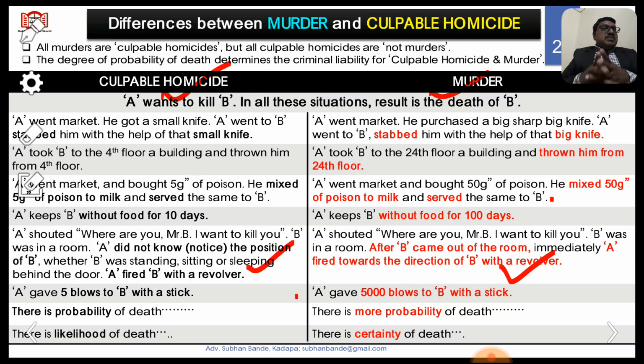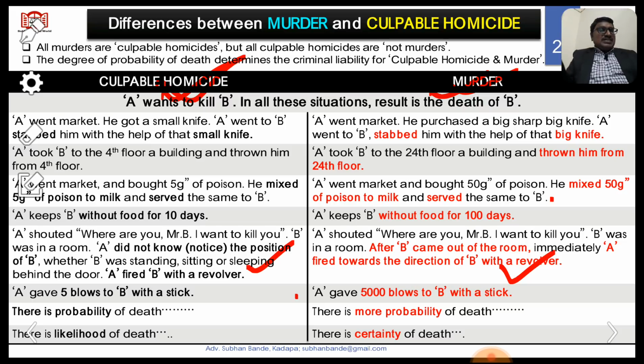Immediately, Mr. A fired towards the direction of B with a revolver. That results in the death of Mr. B. A wants to kill Mr. B. The result is the death of Mr. B. In the first condition, A wants to kill Mr. B. In the second condition also, Mr. A wants to kill Mr. B. In the first condition, the ultimate result is the death of Mr. B. In the second condition also, the result is the death of Mr. B.